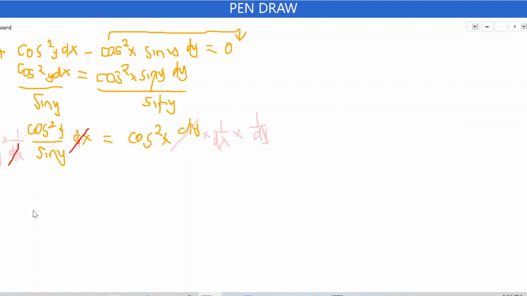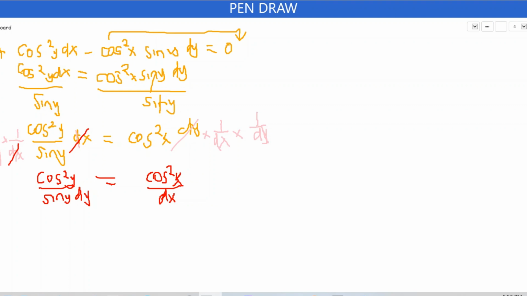Now we will have something like cos squared y divided by sin y dy. Don't forget that we divided by them. These things jumped the sides in a way of division. So now we are at the correct side. But remember, there is nothing that can be respected if it's under the division.